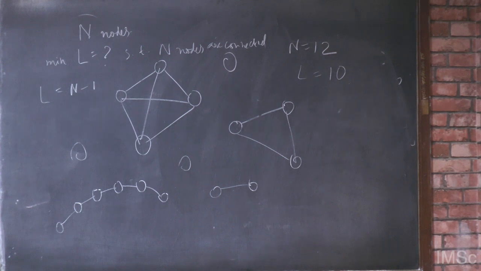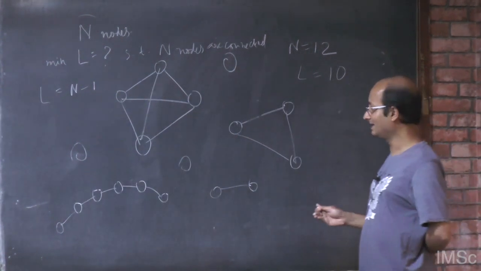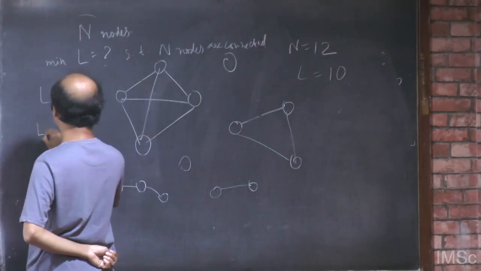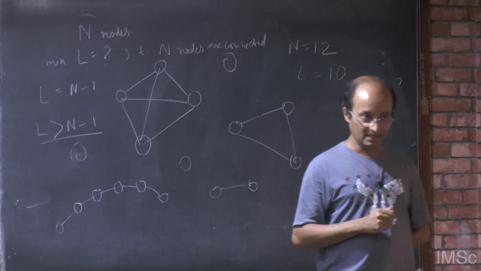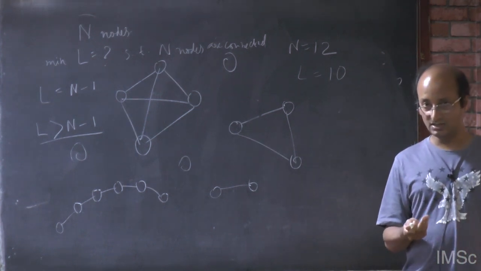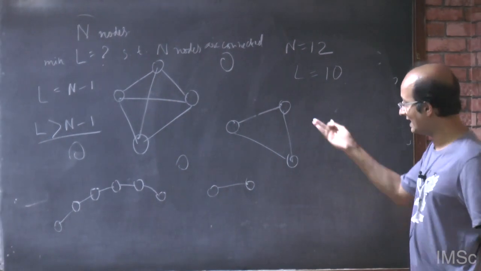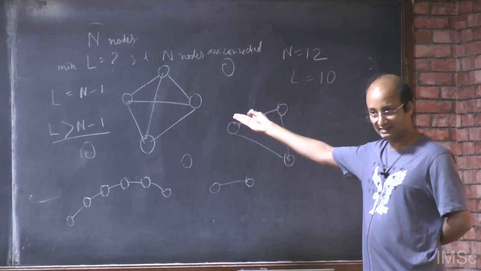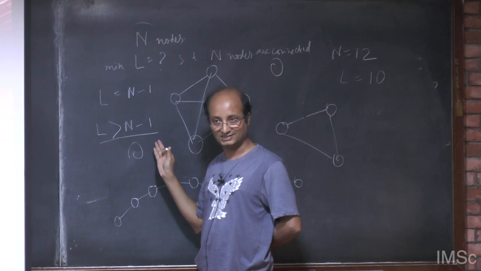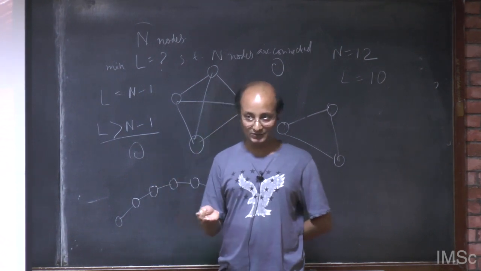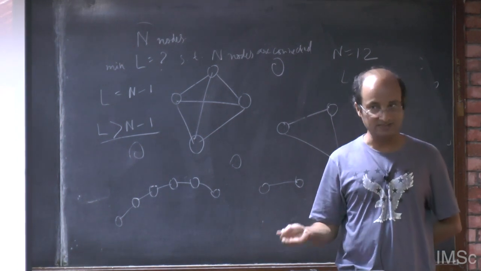Now, even if you have L greater than n minus 1, you could of course have nodes which are disconnected, because all that this tells you is that in principle you have enough edges to connect all the nodes, but it does not tell you whether in reality the network that you're considering would have all the nodes connected or not.